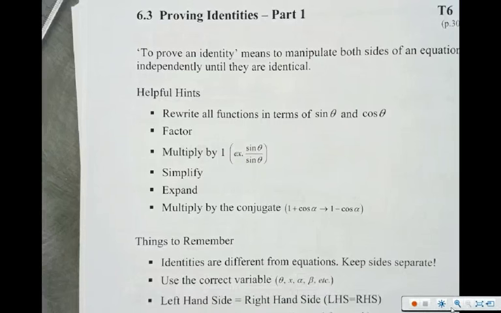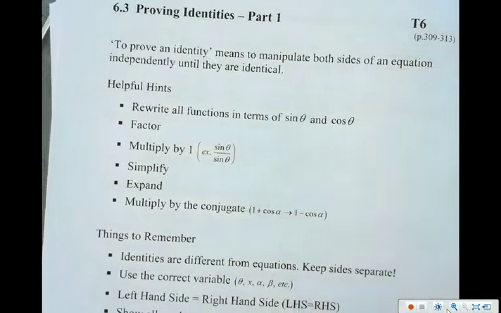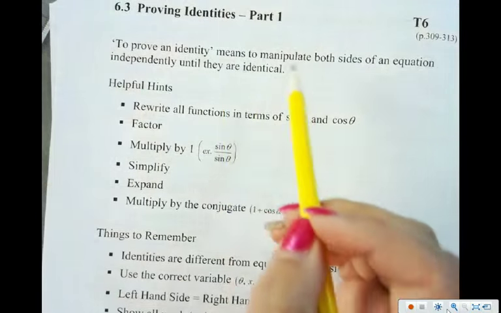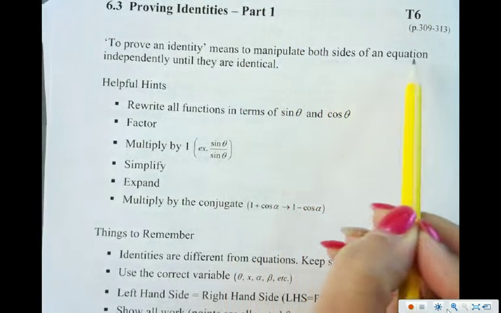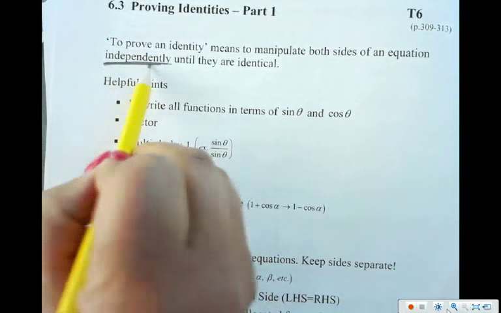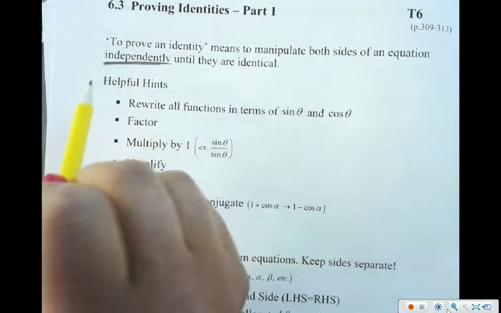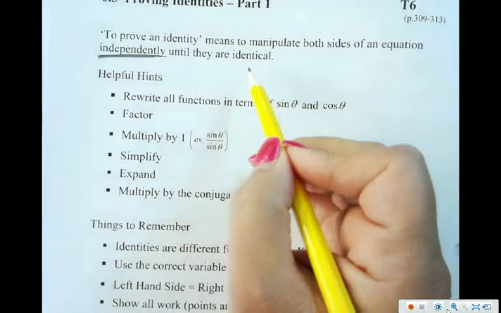Okay, so 6.3, proving identities, T6. This is the outcome, and this is part one. So we're going to look at how to prove an identity. Basically, that means we're going to be manipulating both sides of the equation independently from each other. We're not going across. We're working on one side and then we're going down until they are identical.